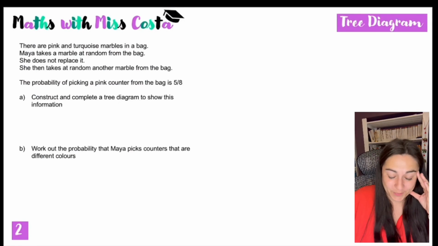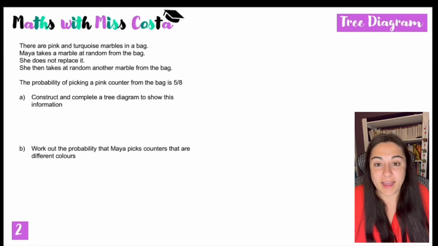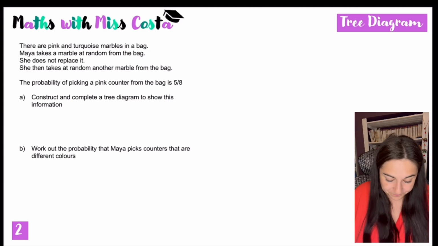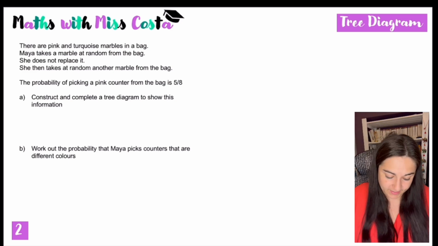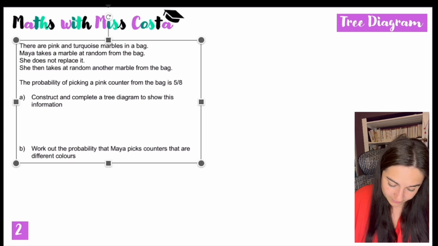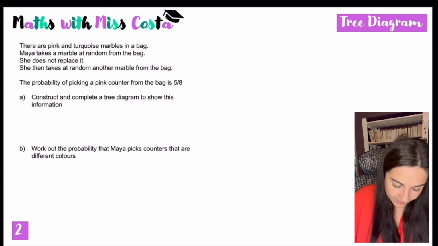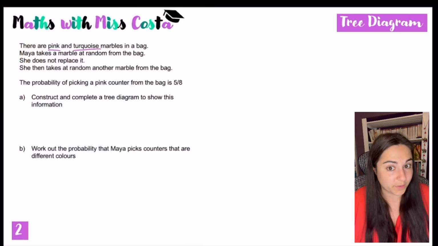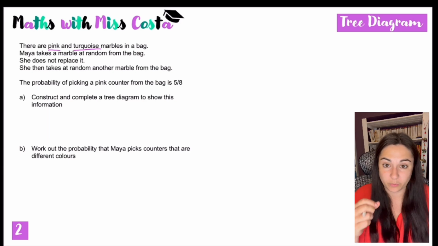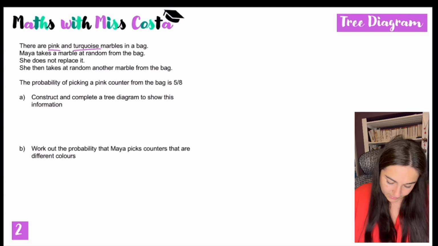Okay, so here we are going to be constructing our own tree diagram. So I'm told that there are pink and turquoise marbles in a bag. Maya takes a marble at random from the bag. So pink and turquoise marbles in a bag. She takes at random a marble from the bag and does not replace it. Now this is really important because it means our probability and the amount of marbles in the bag lowers. The probability of picking a pink counter from the bag is 5/8.